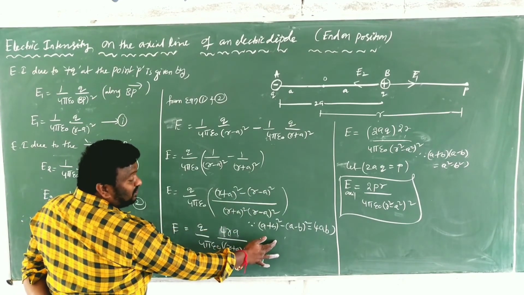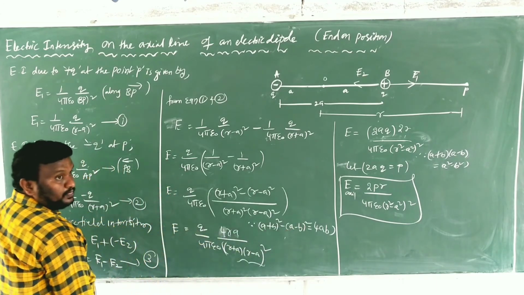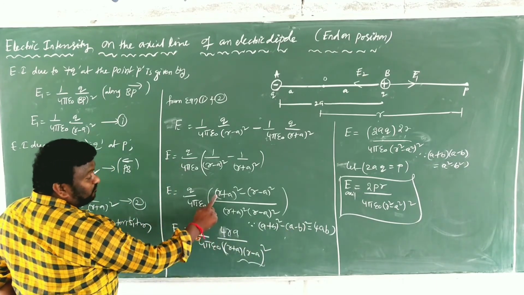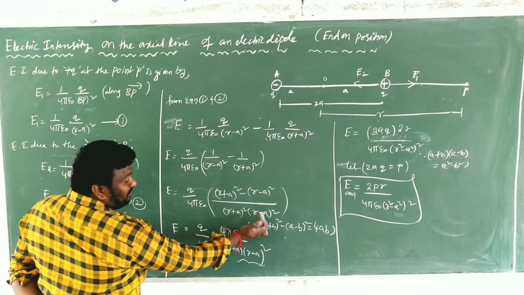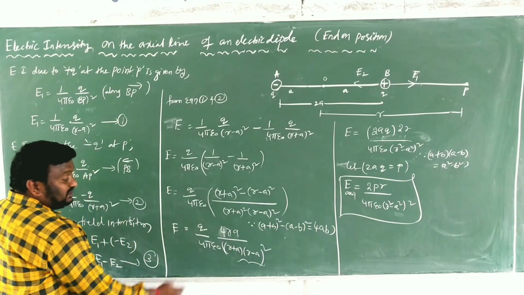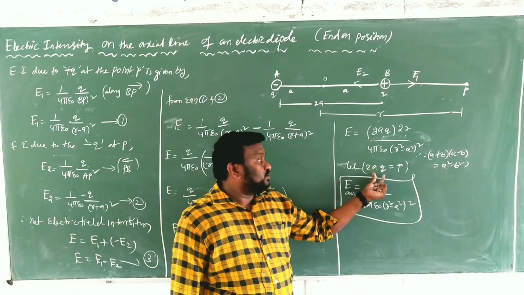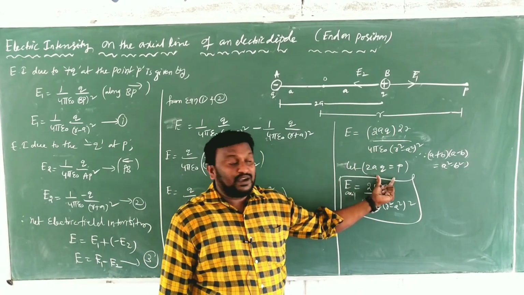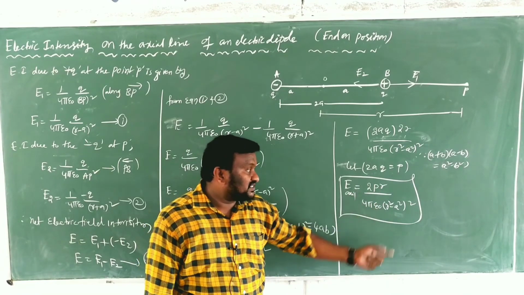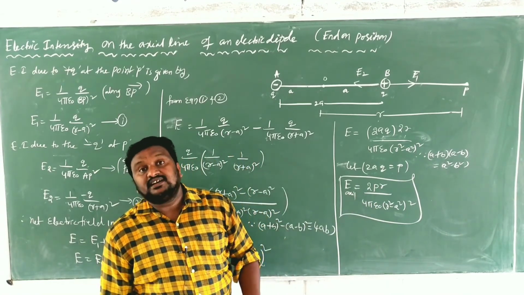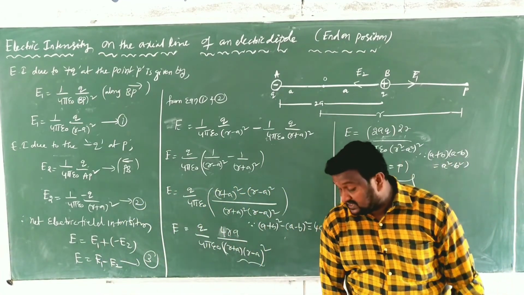After that it is in the form of (a plus b) whole square minus (a minus b) whole square. Already we know that formula: (a plus b) whole square minus (a minus b) whole square is equal to 4ab. So after that we write 4 into r into a, by (r plus a) into (r minus a) whole square. And this 2a into q is nothing but the dipole moment p. Then we get E axial is equal to 2pr by 4 pi epsilon naught (r square minus a square) whole square. This is the expression for the electric field intensity at a point on the axial line.